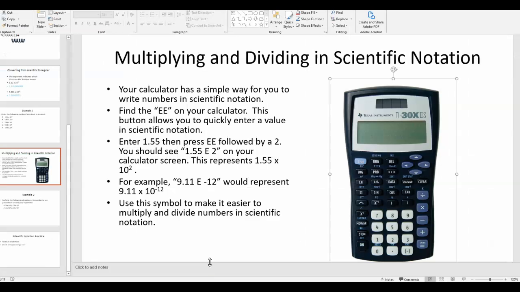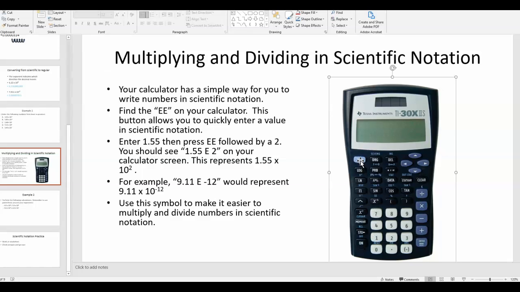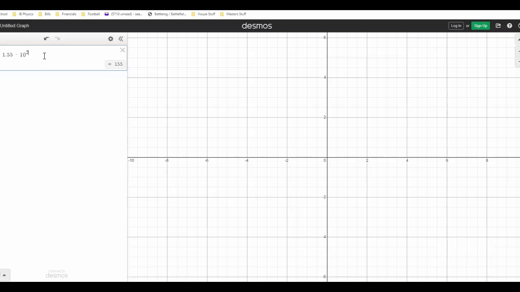It's really important that you understand how to type this into the calculator correctly. 9.11 times 10 to the -12. Again, if you're using one of my calculators or another TI calculator, you would just type in 9.11 second double E -12, and then hit enter. If you're using Desmos, you would do 9.11 times 10 to the power -12. So make sure you understand how to type that into the calculator.